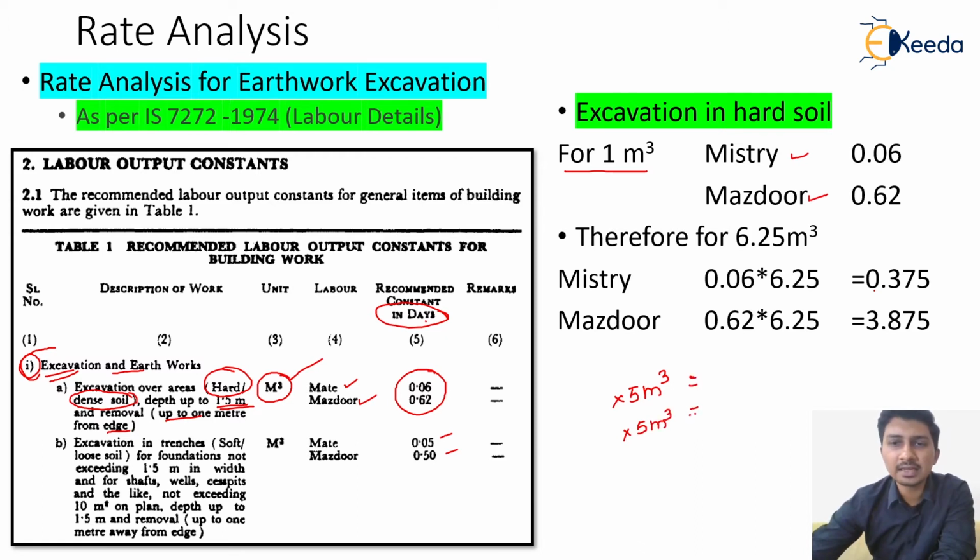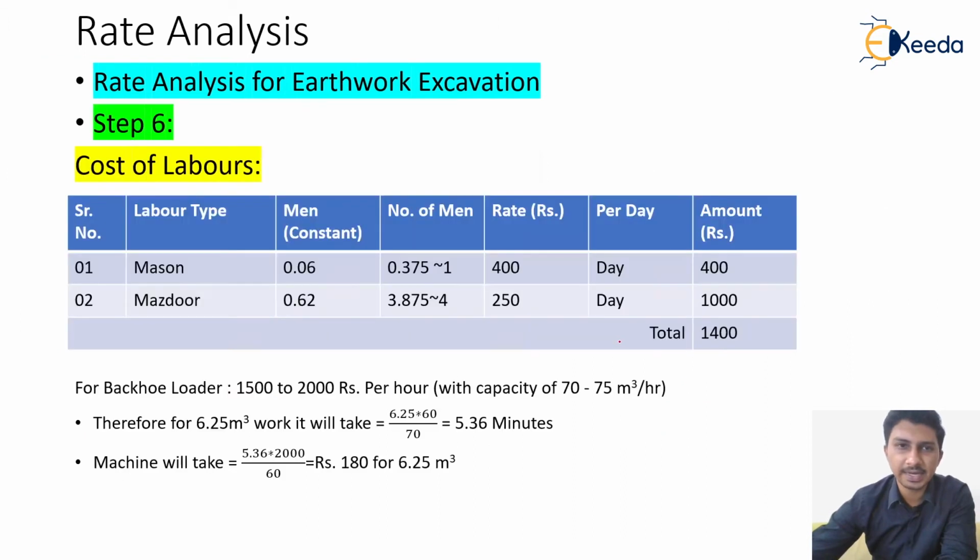Then with the help of this, I'll come to know another constant which will be multiplied to the cost of the per day labor's cost. So let us discuss that in detail. Now when I want to put this into the table, the first one we have is the labor type, then the constant taken out from the IS code. The number of masons that we are going to need will be after multiplication of this to the total quantity that we are going to do.